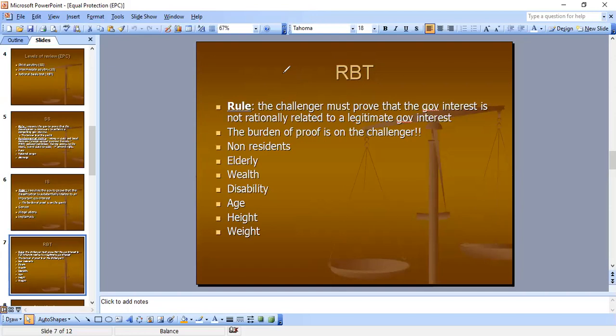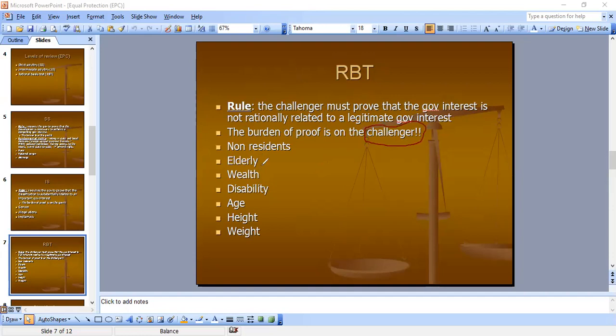Rational basis test rule, the challenger must prove that the government interest is not rationally related to a legitimate government interest. So obviously here the burden of proof is on the challenger, this is the only one where the challenger has to prove. And you'll see in your MBEs, they trick you. They ask you who the burden of proof is. Now you have to look at what we're talking about.